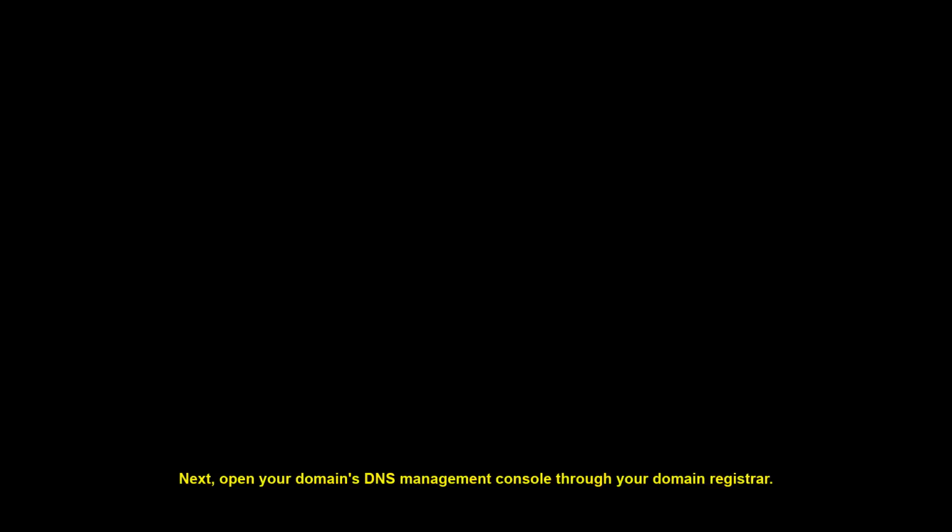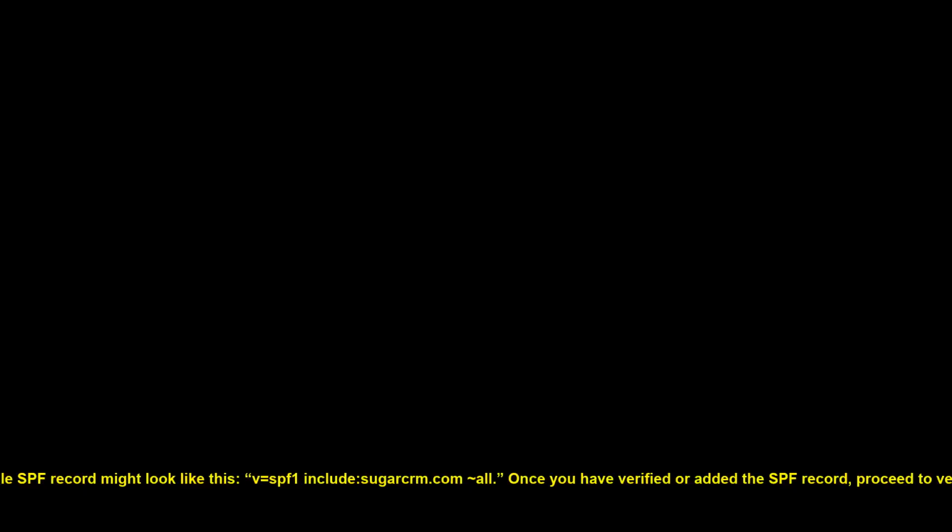Next, open your domain's DNS management console through your domain registrar. To verify the SPF record, look for a TXT record in your DNS settings. The SPF record should include your mail server's IP address and the include directive for SugarCRM. An example SPF record might look like this: v=spf1 include:sugarcrm.com ~all.